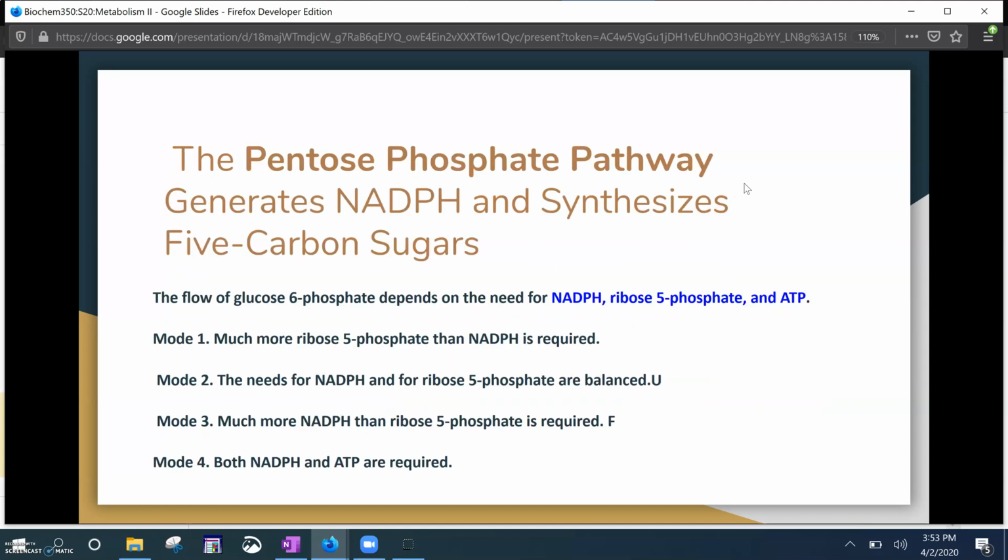So the flow of glucose 6-phosphate depends upon the need for NADPH, as we said before, the need for the ribose, and the need for ATP. There are a couple of different models to decide which way things go. Much more ribose phosphate than NADPH is required, or the need for NADPH and ribose phosphate are balanced, or you need more NADPH and less ribose 5-phosphate, or they're both required. All of these different scenarios determine which way the glucose can go.